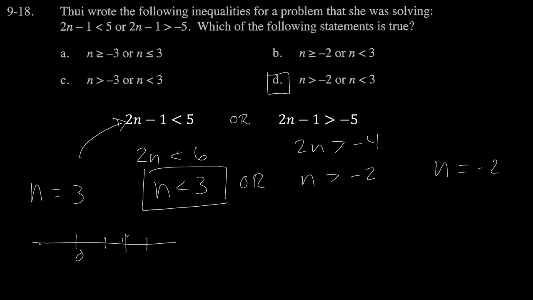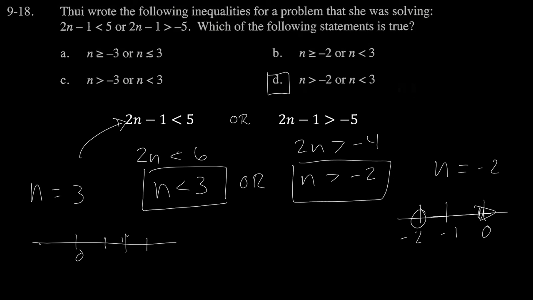Now the other one, on a number line, here's negative 2, here's negative 1, and here's 0. When I plug 0 into that inequality, I get negative 1 is greater than negative 5. That's true also, isn't it? Yeah. So the boundary there was negative 2, and it was an open boundary, and it goes this direction. So n is greater than negative 2, so this is true also. So the one inequality that matches that is D. Nice.